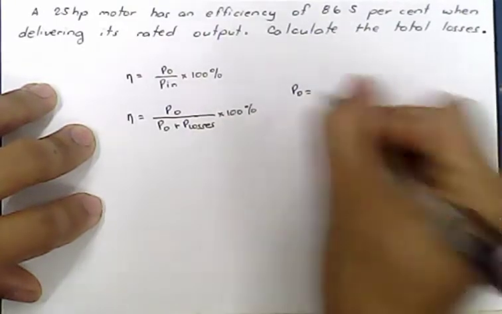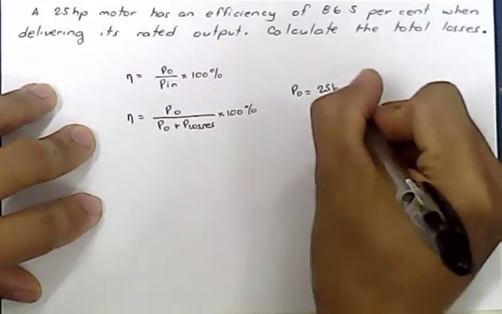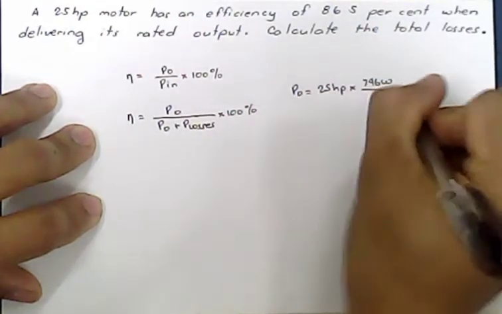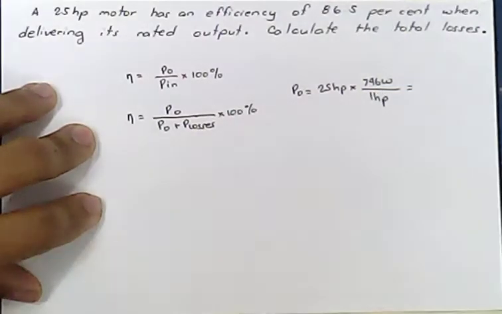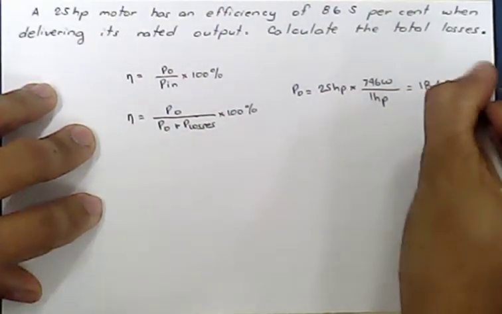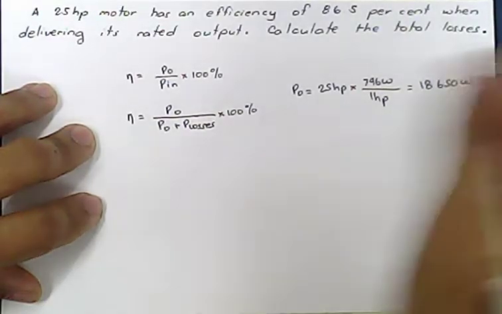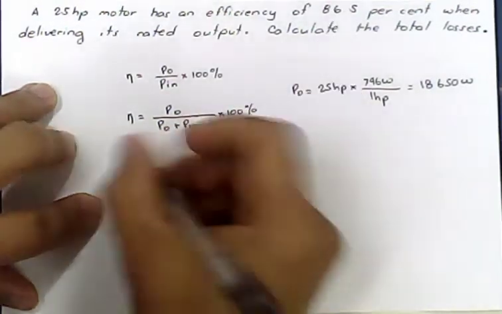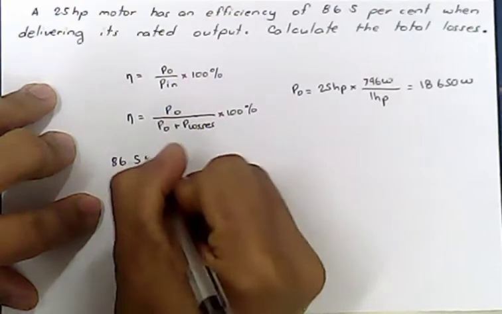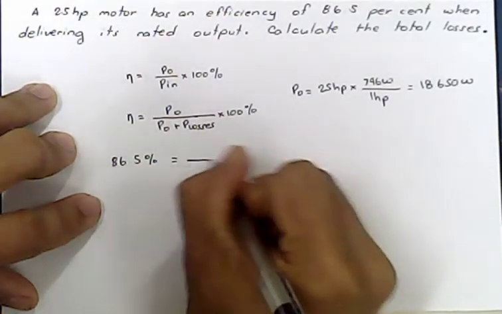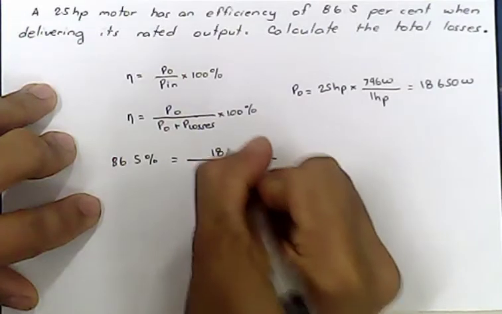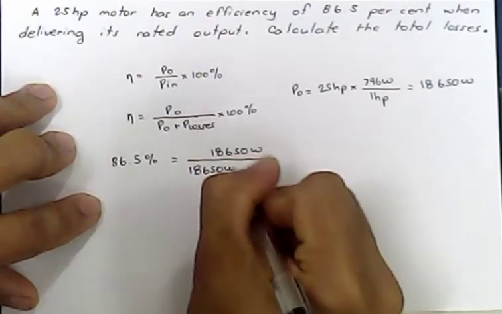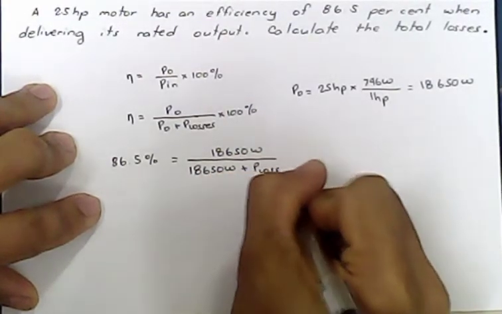But again, yung power input can be expressed as power output plus power losses. Convert natin yung power output, 25 horsepower into watts. This is 18,650 watts. Substitute natin yung mga values dito sa ating formula. Percent efficiency equals 86.5% equals 18,650 watts. Divide this by 18,650 watts plus the power losses.